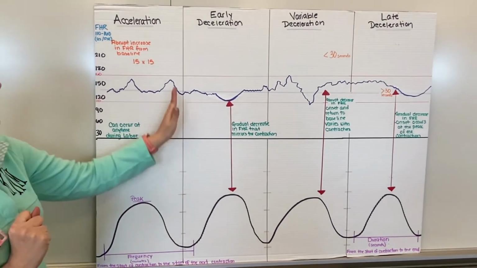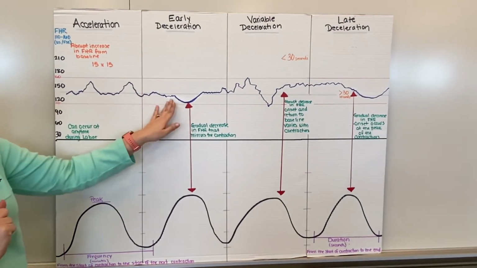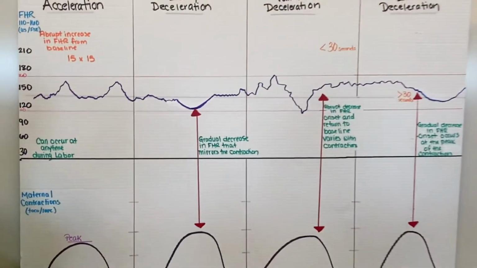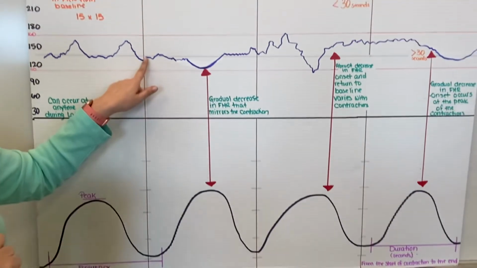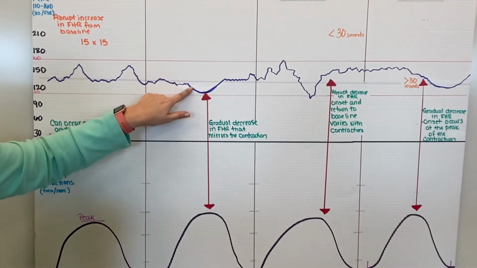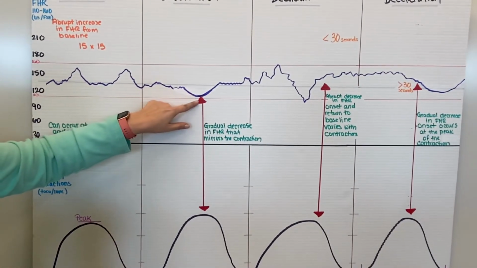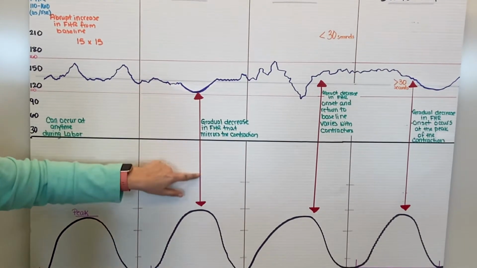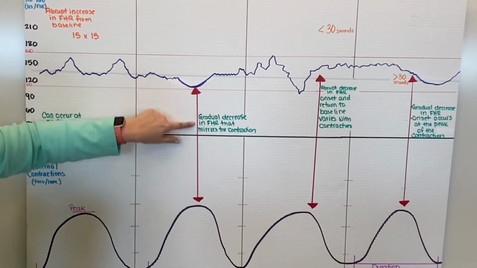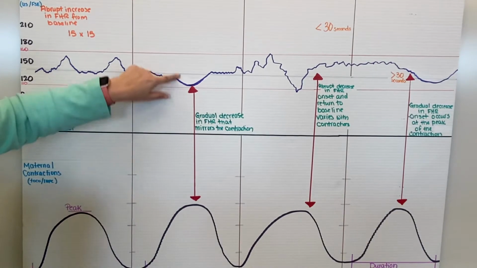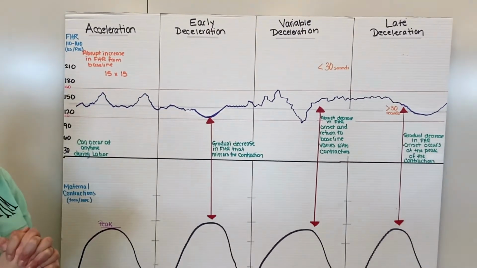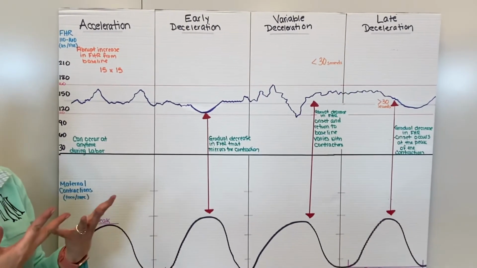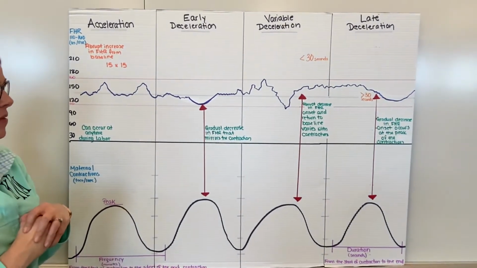Now, if you look at this next on our monitor strip, we have a contraction down below, and you can see that the baby's heart rate gradually decreases and is mirroring this contraction. This is called an early deceleration, all right? Early decelerations occur when there's head compression. This is a vagal response of the baby.